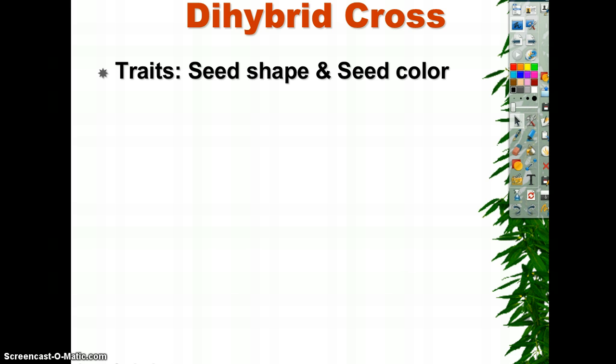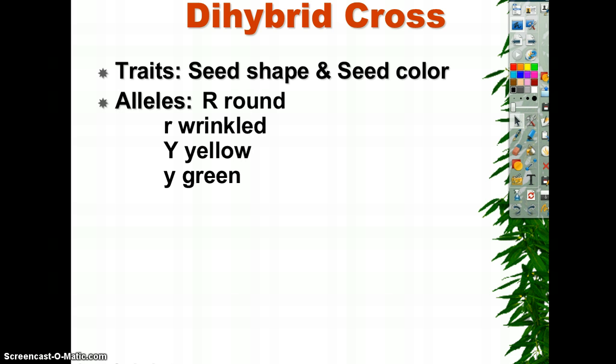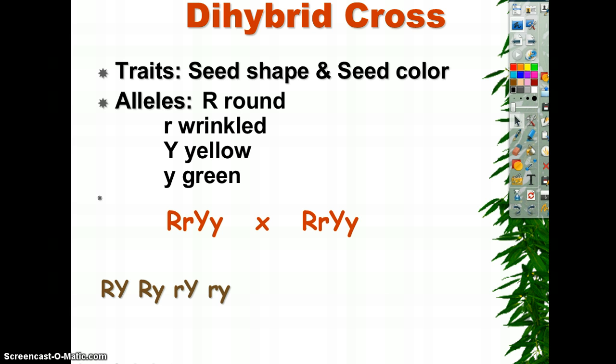Okay, let's say we're looking at seed shape and seed color. There's all the possible alleles. The R is for the shape, the Y is for the color. You know round is dominant over wrinkled and yellow is dominant over green. So let's do a cross. This would actually technically represent Mendel's F1 cross because you have heterozygous crossed with heterozygous. So again, Mendel's F1 cross is always a heterozygous crossed with a heterozygous. So for that first plant, there's all possible genotypes. For the second plant, there's all possible genotypes.